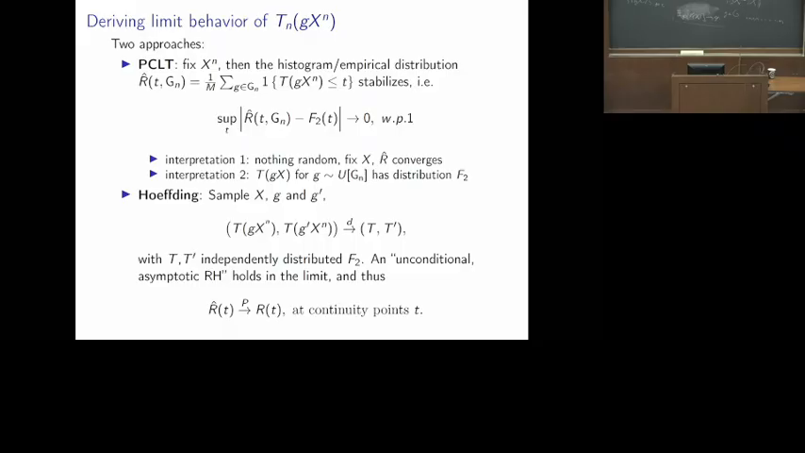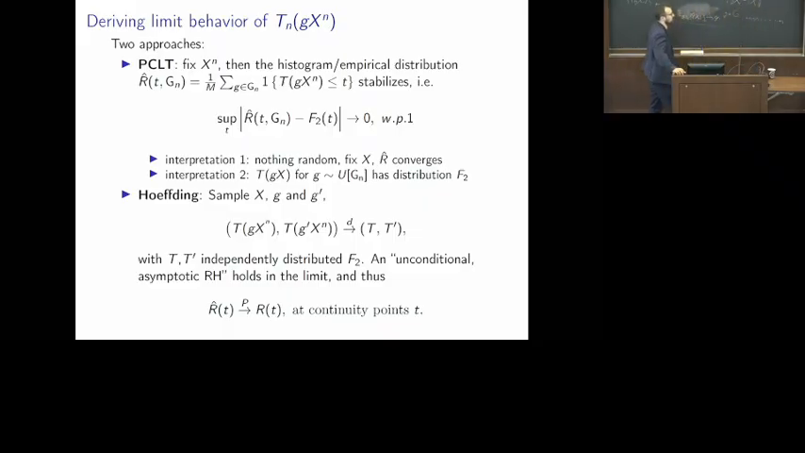I need it to be true that if I draw an X at random from its distribution, so I'm not conditioning on X anymore, and I draw two permutations at random, all of these drawn independently, then not only is my test statistic going to converge weakly to some random variable, but any such pair converges to two independent random variables with the same distribution.